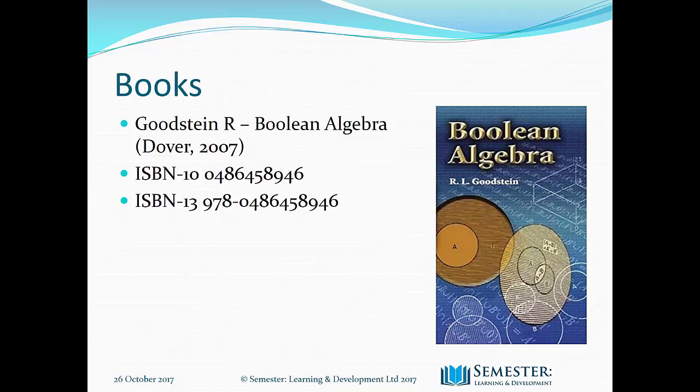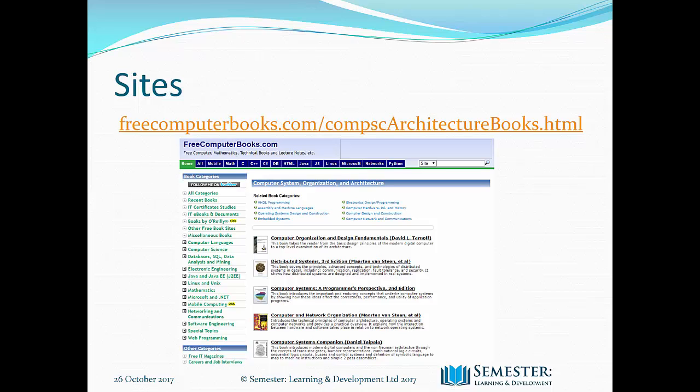And if you want to understand more about the logic of how computers process and how they perform calculations, then Boolean Algebra is a great book to start with. A useful online resource is freecomputerbooks.com. If you access freecomputerbooks.com using this link, it'll take you directly to a number of books that relate to computer systems architecture. These are all available online.